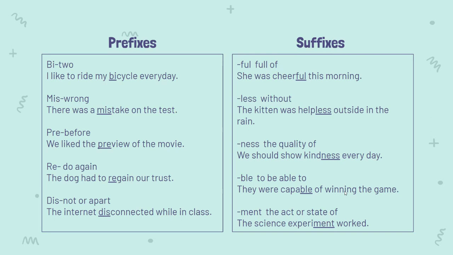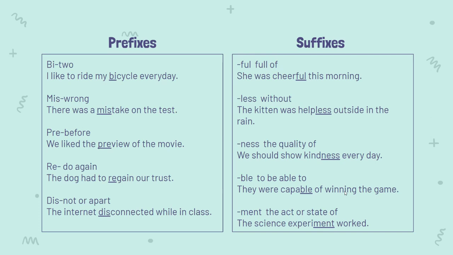And then mis means wrong. So there was a mistake on the test. There was something wrong on the test. And then pre means before. So when you think about that word preview, you see it before other people. And then re means to do again. So the dog had to regain our trust. So the dog had to get it back again. And then you have dis, which is not or apart. Okay? The internet disconnected while in class, meaning that the internet stopped working.